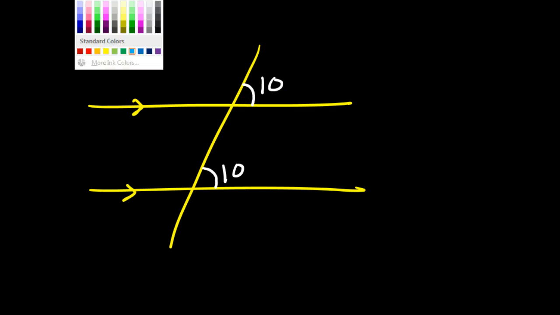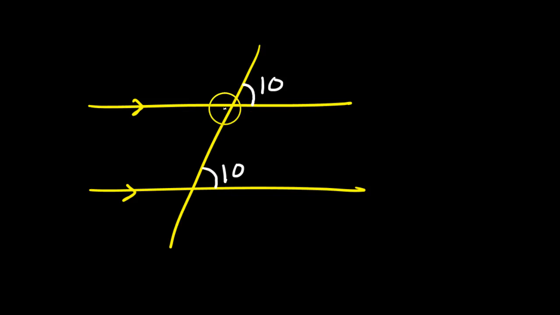Now, also you have vertical angles. So vertical angles are equal. So this angle right here will be a vertical angle. So if this is 10, then this will also be 10. Same thing down here. If this is 10, then this will also be 10. So by giving you one angle, I automatically gave you 4.